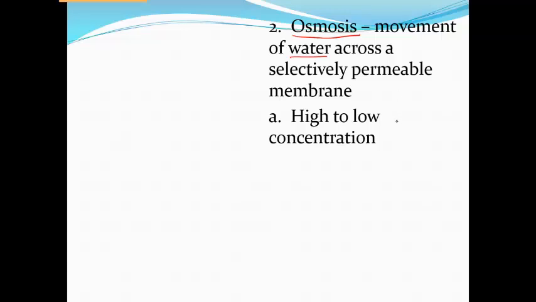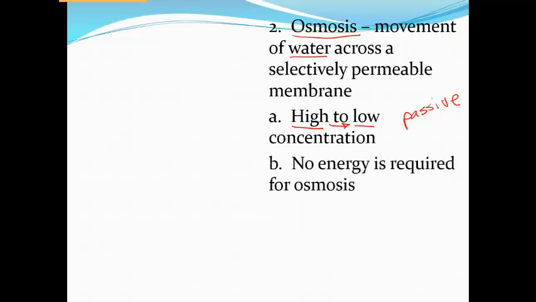Osmosis is an example of passive transport, so it doesn't require any energy. The water is going to go from where the high concentration is, and it's going to move to the low side. So it will always go from high to low with passive transport, and no energy required. Again, that's part of the definition of passive transport.